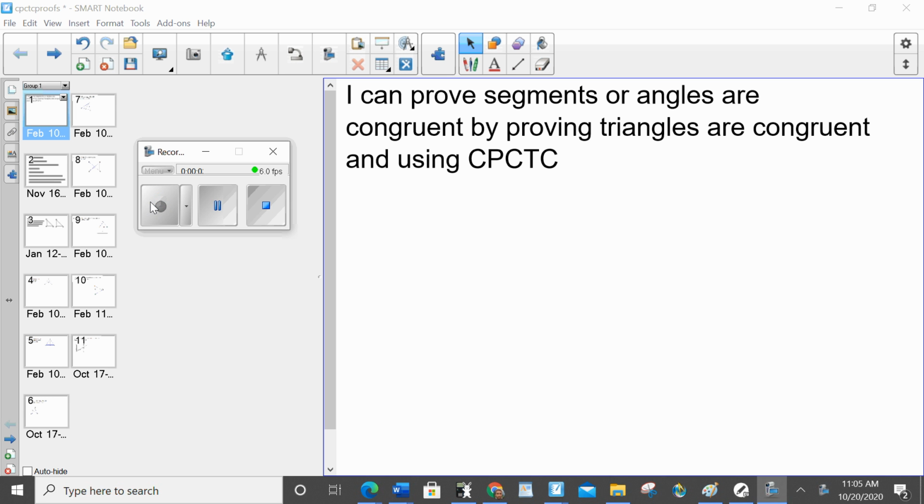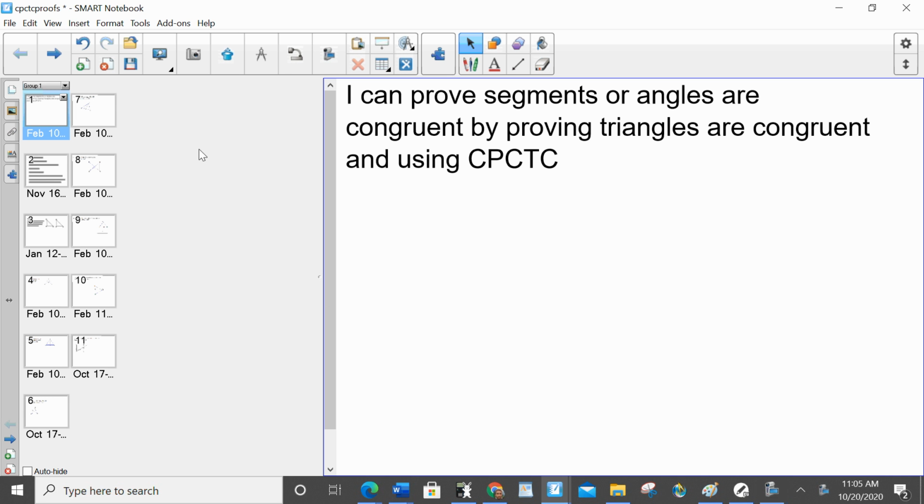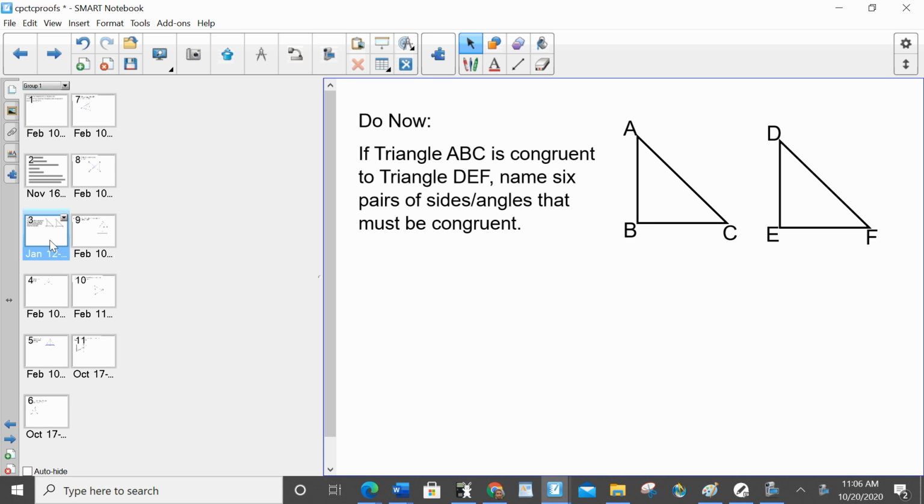Hello. I can prove segments or angles are congruent by proving triangles are congruent and using CPCTC. Very important lesson. This is the culmination of everything we've been doing for the past couple weeks. I'm always first proving triangles are congruent, and now from there I'm going to be able to prove segments or angles are congruent using CPCTC. So let's develop this for you for a little bit here.